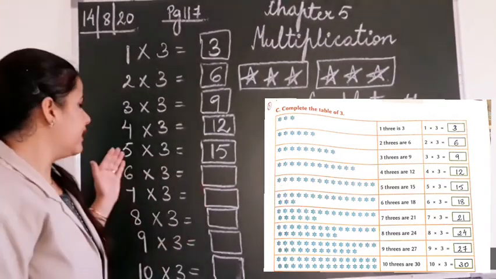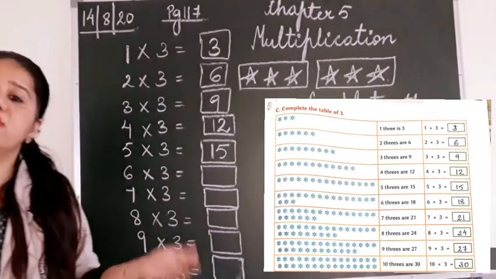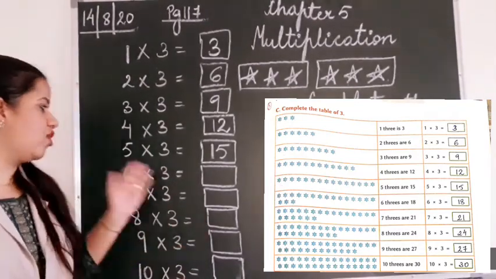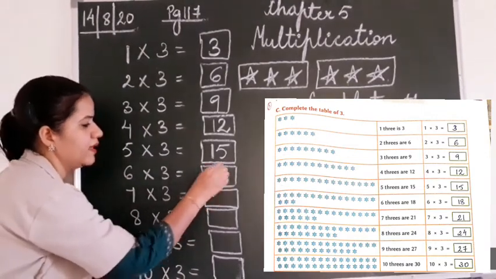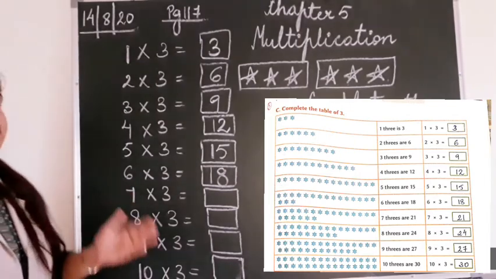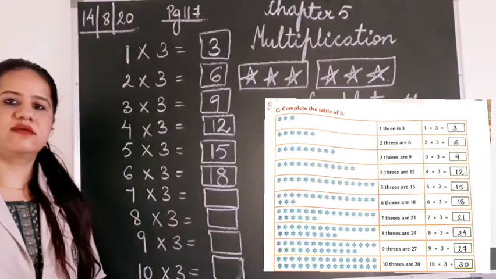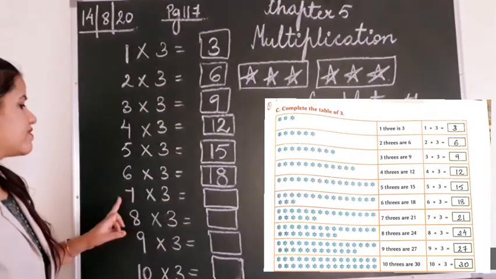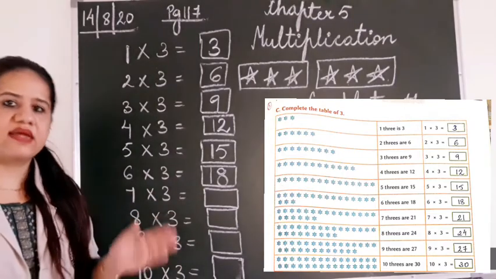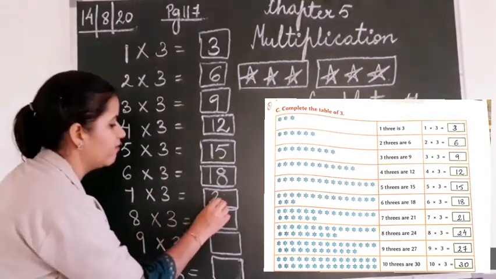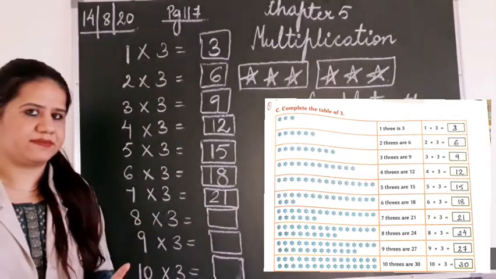Got it? Then next comes 6 times 3, or 6 3s are 18. 6 times 3 is 18. Okay. 7 times 3, or 7 into 3, is equal to 21. 7 3s are, or 3 7s are, 21.